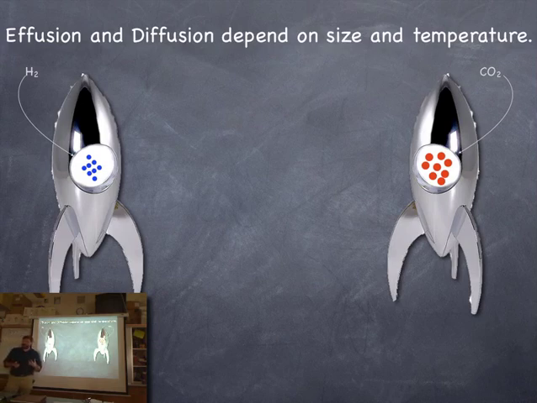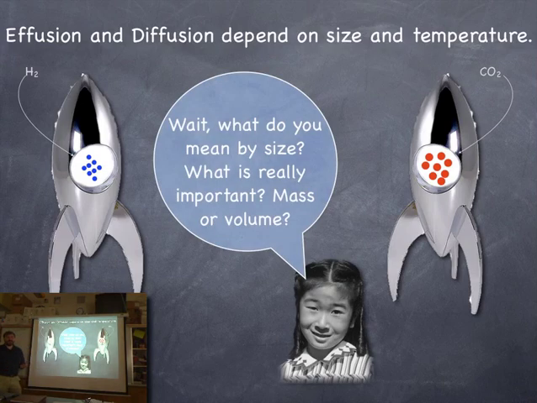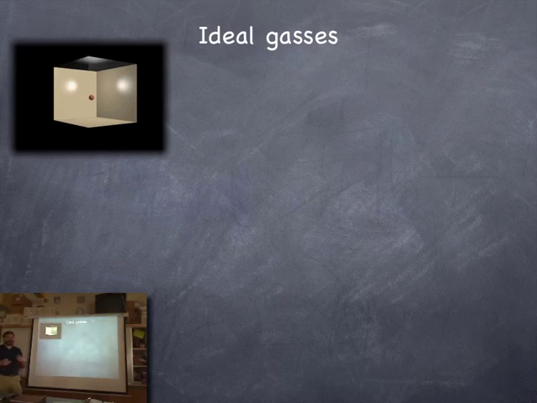One of the things that becomes really important here is that we do see differences in the way that effusion and diffusion take place based on the size and the temperature that the particles are at. But size is a very amorphous concept. And this gets to the heart of what we consider to be ideal gases. Because when we talk about size, are we talking about the volume of the particles? Are we talking about the mass? What intrinsic property is important? And so we need to have a better understanding of what we mean by ideal gases.